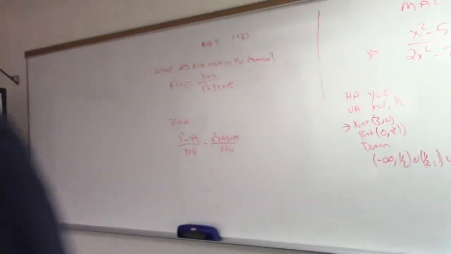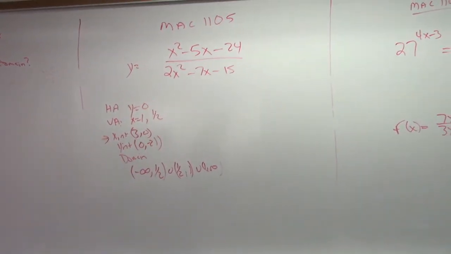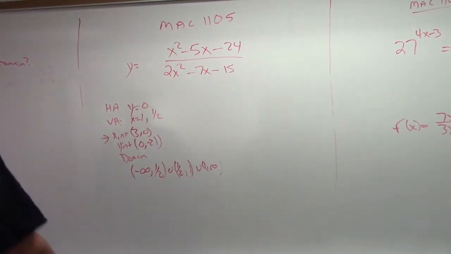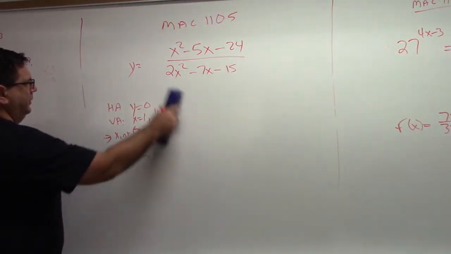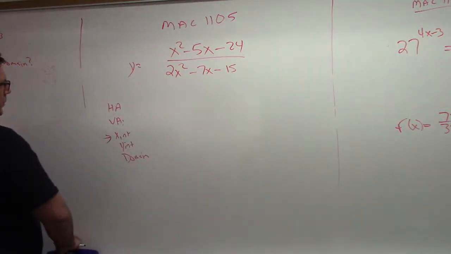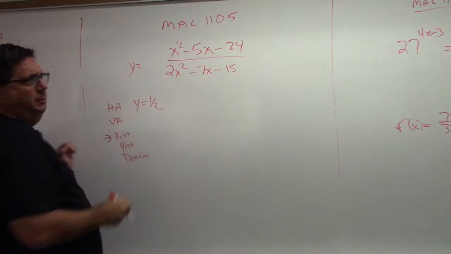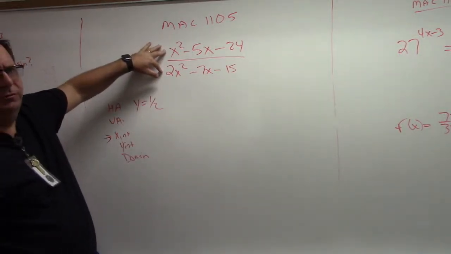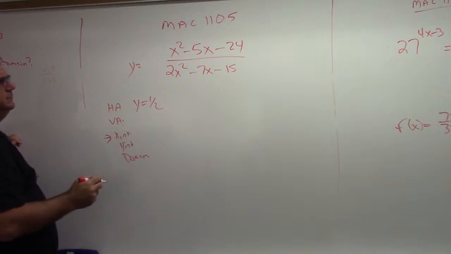All right, Spencer, we're on you. Horizontal asymptote, what did you get? 1/2. The horizontal asymptote is y equals 1/2. When the degree on top and the degree on bottom are equal, we go after the coefficients in front. All right, vertical asymptote, what do you get?